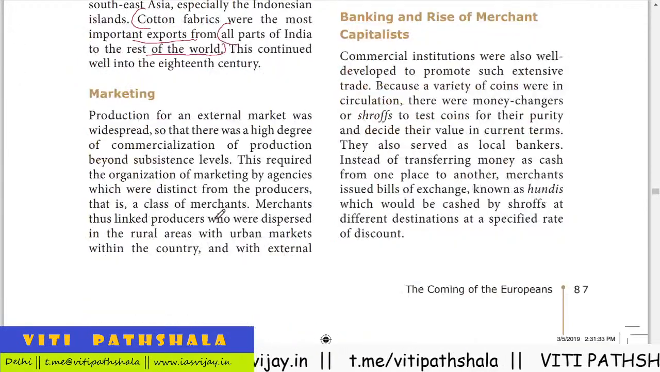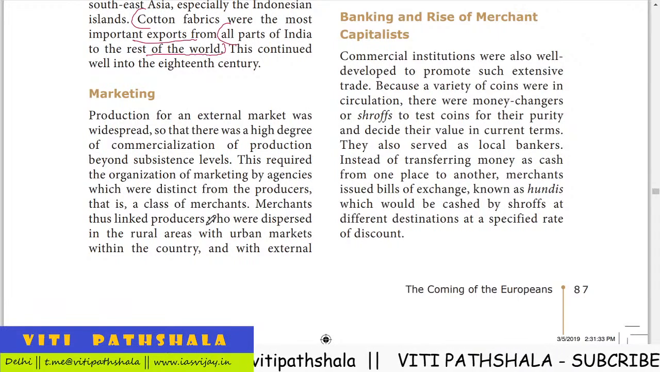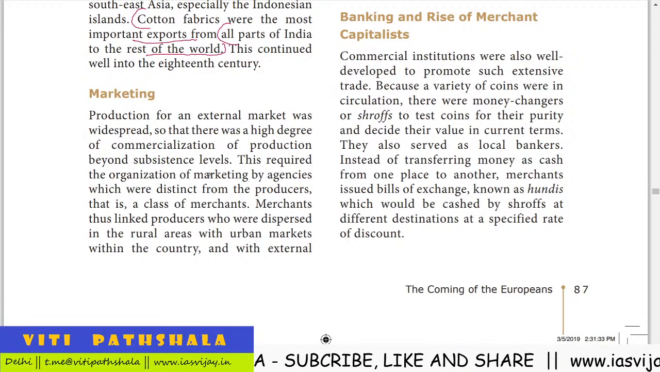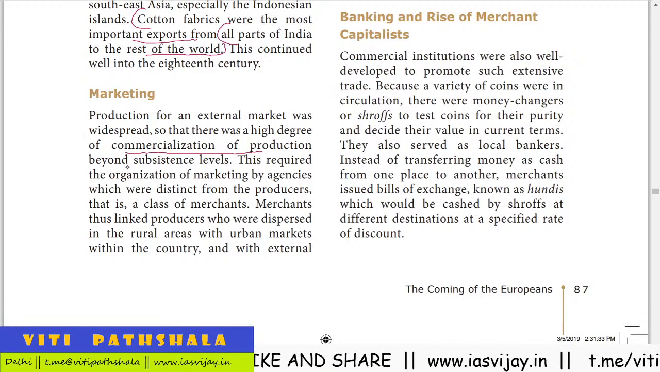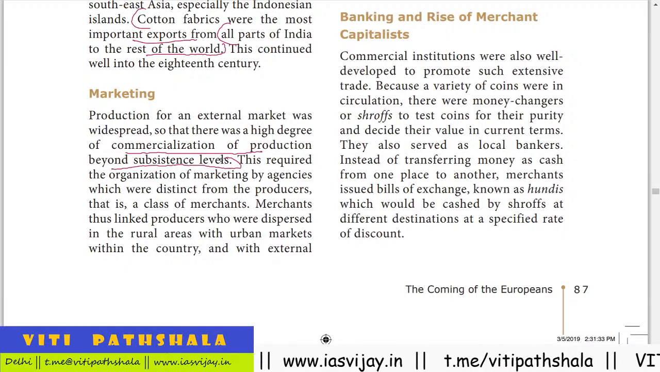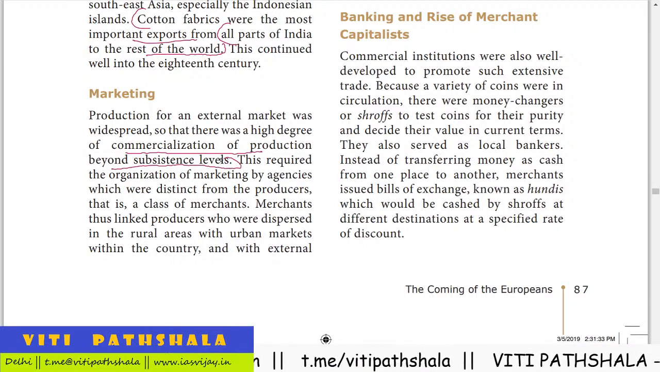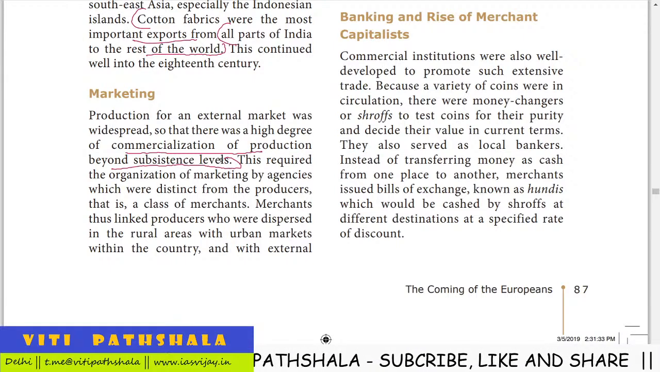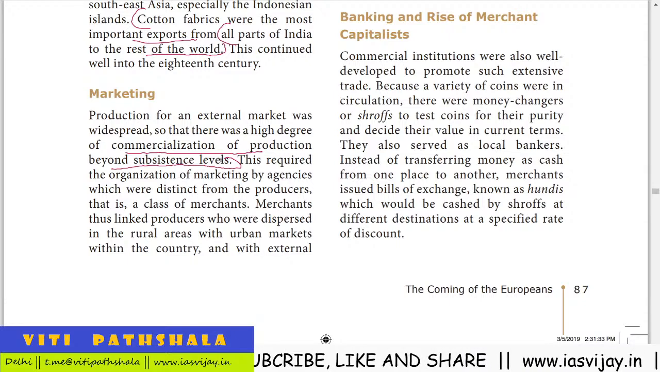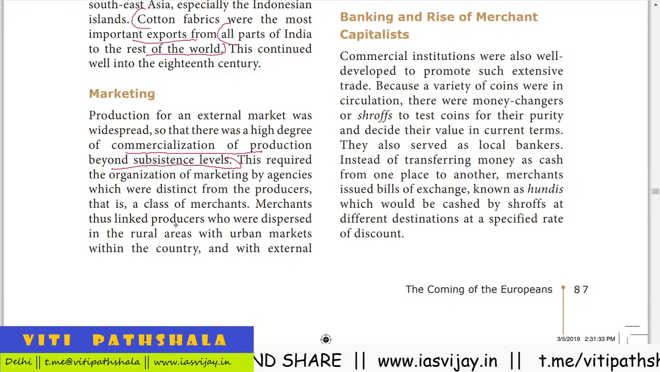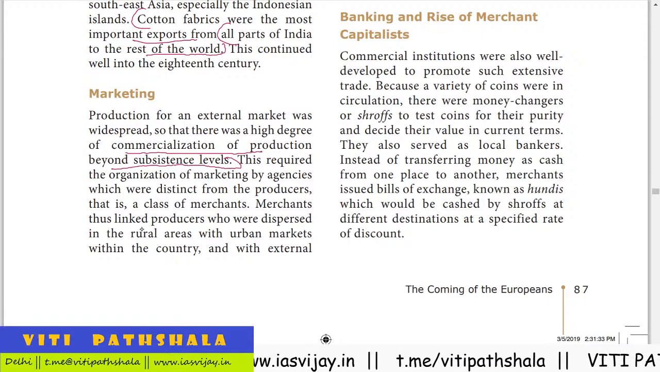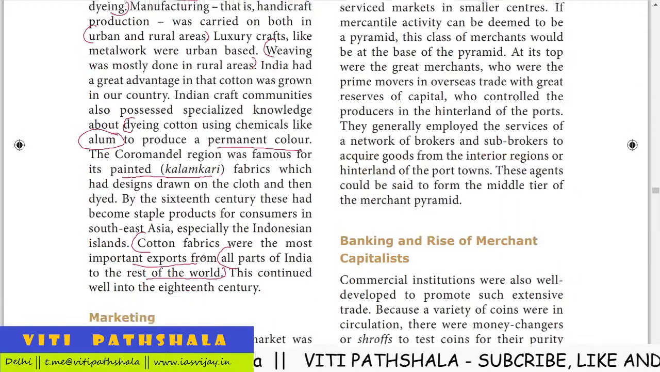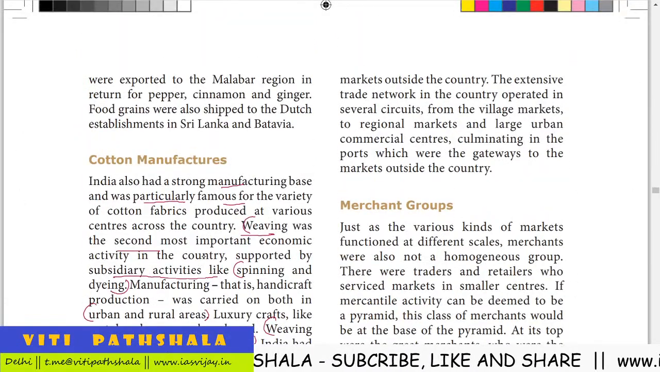Next comes marketing. Now production for an external market was widespread, so that there was a high degree of commercialization of production beyond the subsistence levels. Now this required the organization of marketing by agencies which were distinct from the producers. That is a class of merchants. Now merchants thus linked the producers who were dispersed in the rural areas with the urban markets within the country and with the external market outside the country.